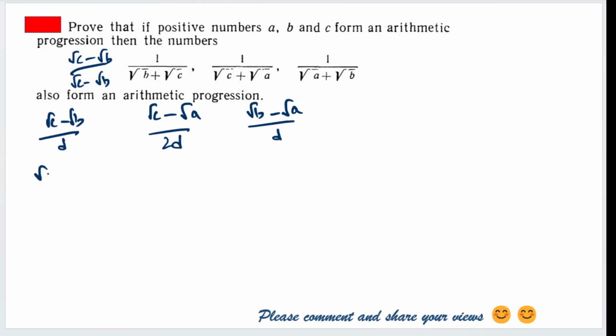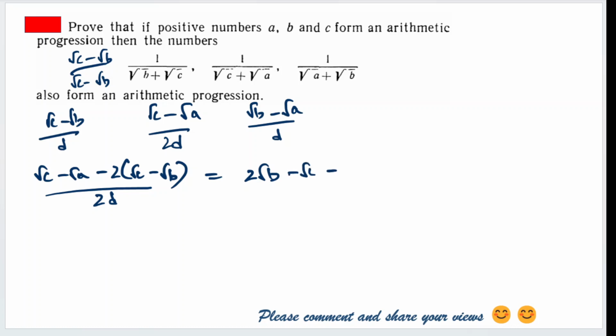Let's see the second term minus first term. Root c minus root a by 2d, minus root c minus root b by d. Correct. This gives us root c minus root a minus 2 into root c minus root b by 2d. Right. 2 root c minus 2 root c, that is minus root c, and minus 2 into minus root b, which is 2 root b. So we get 2 root b minus root c minus root a by 2d.